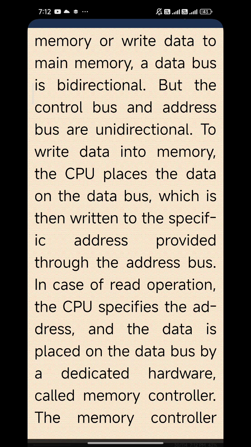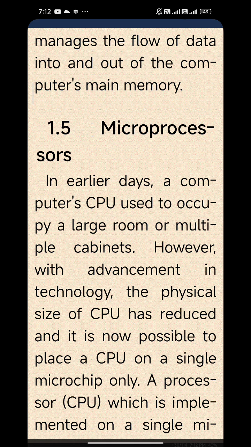unidirectional. To write data into memory, the CPU places the data on the data bus, which is then written to the specific address provided through the address bus. In case of a read operation, the CPU specifies the address and the data is placed on the data bus by dedicated hardware called the memory controller. The memory controller manages the flow of data into and out of the computer's main memory.